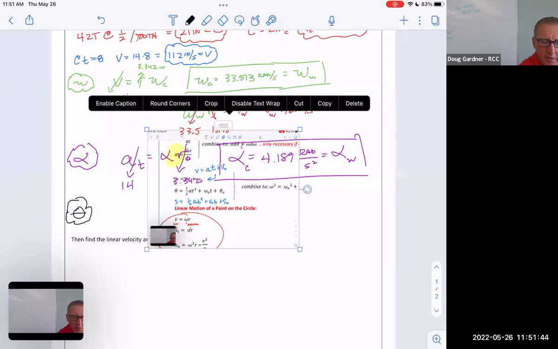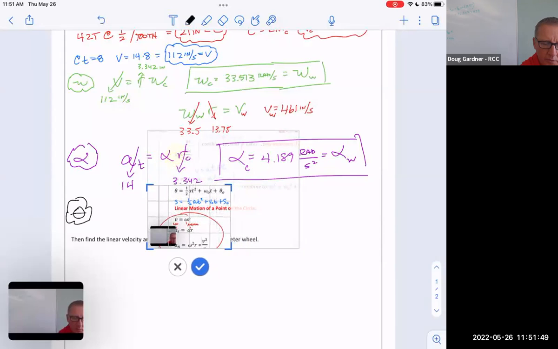Snap that picture in there. Crop that thing down so we're only looking at what we need.